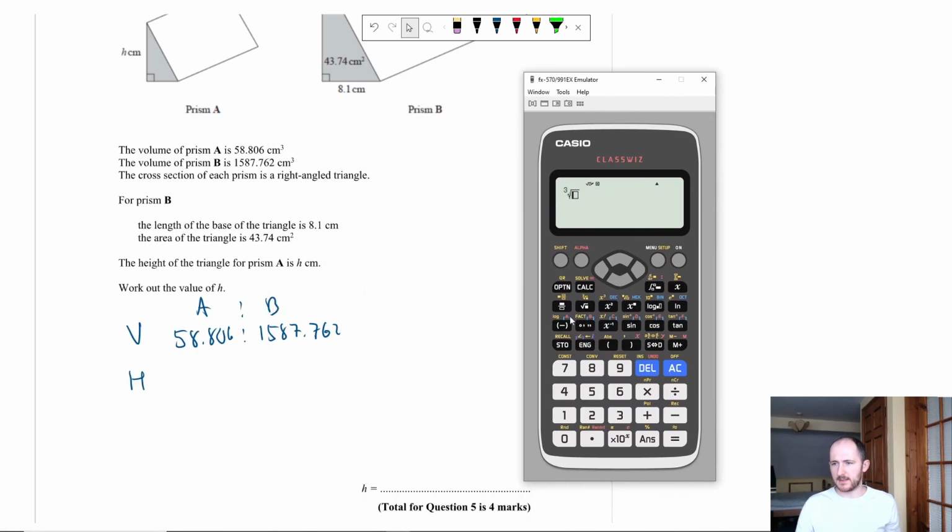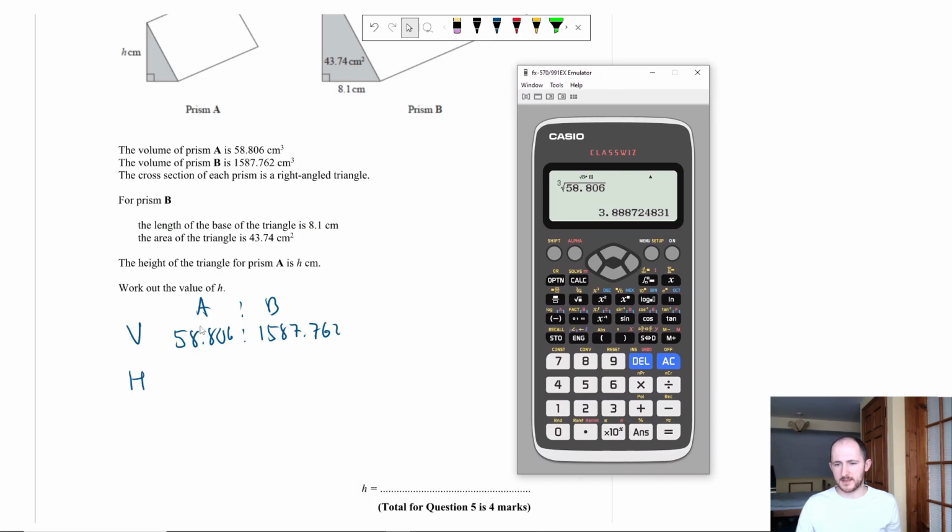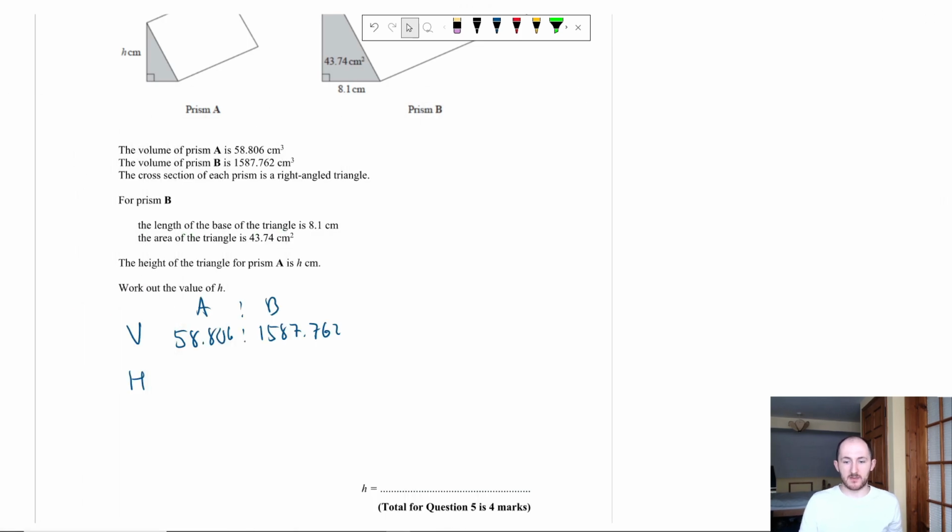So that's shift and then the square root button. 58.80. Whoops, not 2 zeros. 6. 3. God's sake. All right. It's probably best to do this to 3 decimal places, right? Because that's what the other ones are. To be fair, it's not going to make much difference to our actual answer. So 3.88.